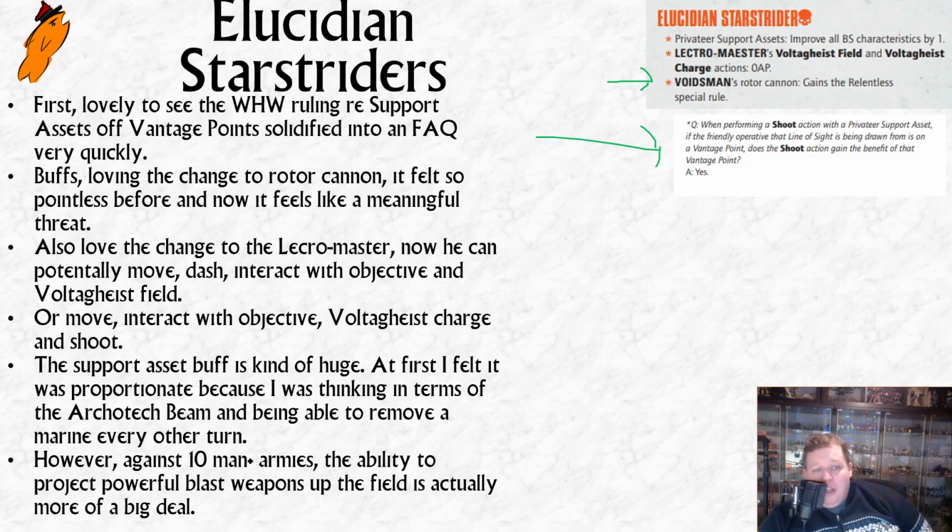The Electromeister's Voltagast Field and Voltagast Charge actions are now free. This is really, really good because it just opens up so much play for the Electromeister. So now you can potentially move, dash, do a free mission action, and then Voltagast Field on the objective that you find yourself on. Or you could move, potentially interact with an objective, but then charge and shoot after having moved, so that you charge with your pistol. So that just puts a lot more freedom into the Electromeister.